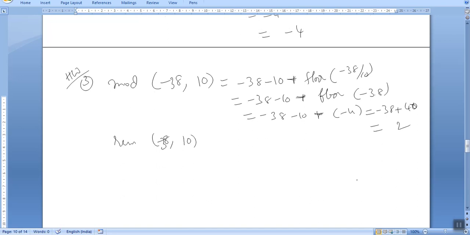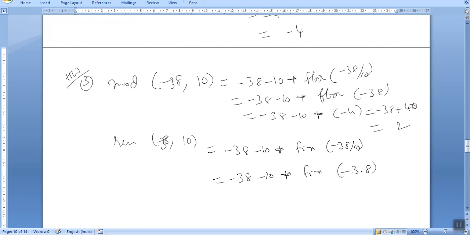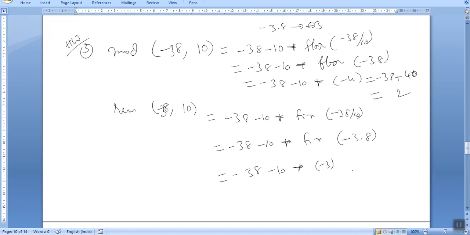In the similar way, remainder function: minus 38 minus 10 into fix of minus 38 by 10. Minus 38 minus 10 into fix of minus 3.8. Towards 0, here towards 0 minus 3.8 rounds to minus 3. Minus 38 minus 10 into minus 3. That is minus 38 plus 30. So value is minus 8.